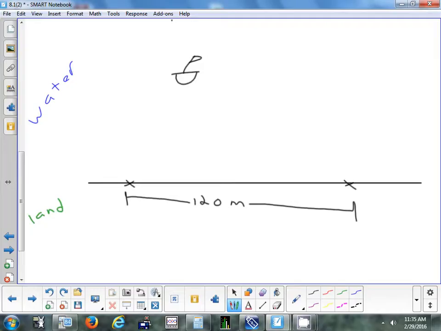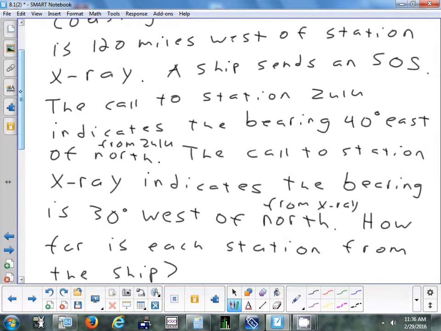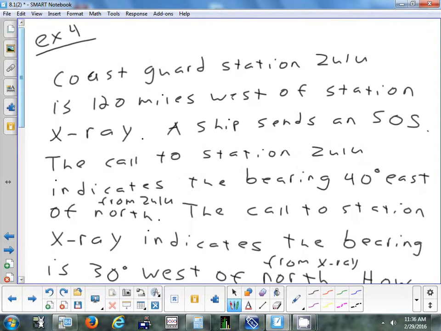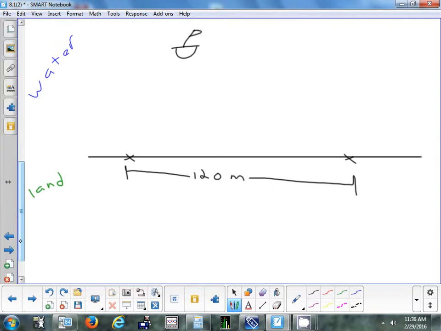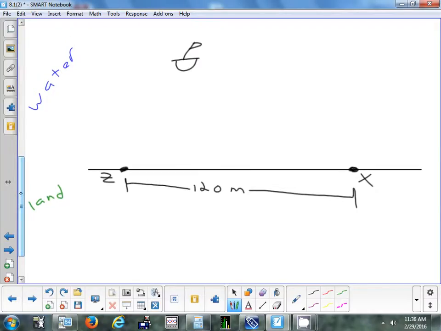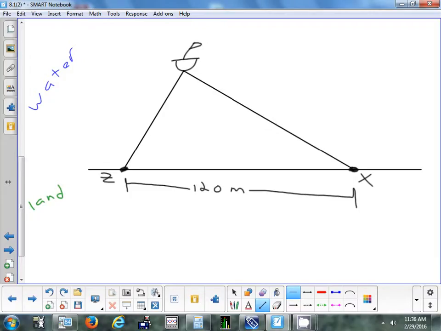Okay, what's the station that's to the west? Yeah, it says Zulu is west of X-ray. So let's call this, you know what, I'm going to make these dots so it doesn't look as confusing. Okay, we'll make this one Z and X. All right, and each station is receiving a signal from the boat. Okay, so I'm going to draw in the signal they're receiving, just like that.